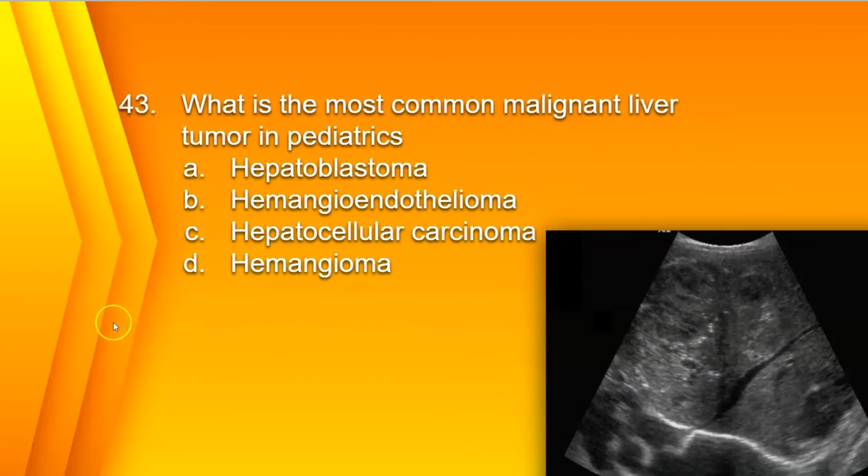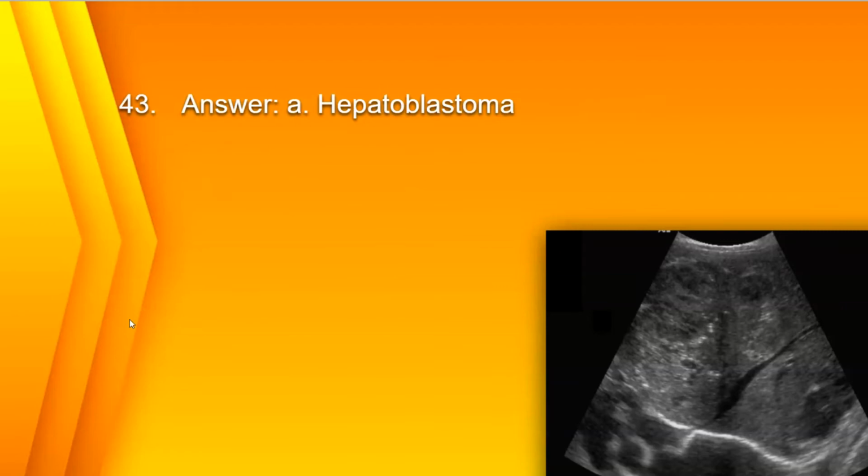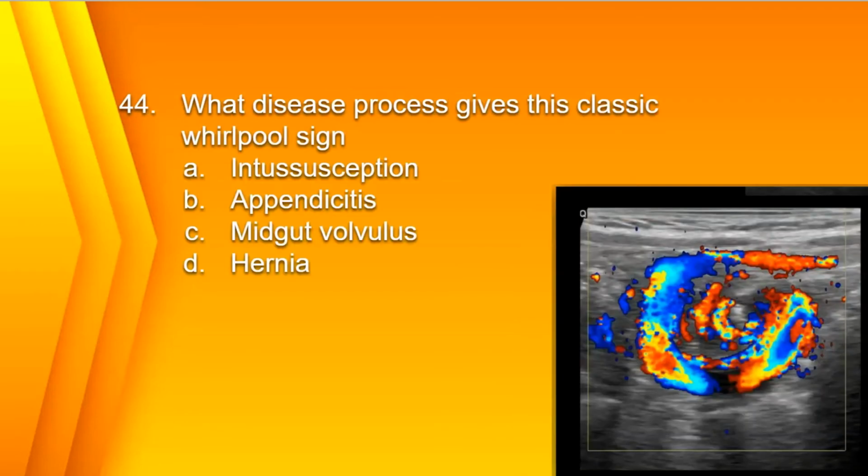Number 43. What is the most common malignant liver tumor in pediatrics? So malignant. A, hepatoblastoma, B, hemangioendothelioma, C, hepatocellular carcinoma, or D, hemangioma? So the answer is A, hepatoblastoma. The most common malignant liver tumor in adults is hepatocellular carcinoma.